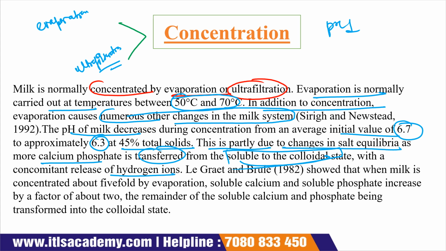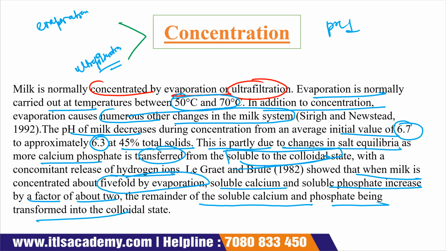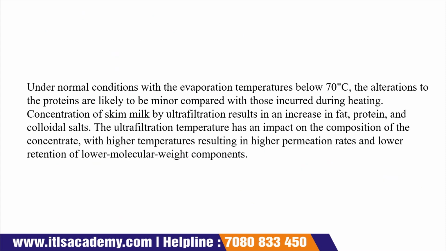Le Graët and Brulé in 1982 also showed that when milk is concentrated above five-fold by evaporation, then the soluble phosphate increases by a factor of about 2. This remainder of the soluble calcium or phosphate is being transferred into a colloidal state. Now the next is, under normal conditions with the evaporation temperature ranging below 70 degrees Celsius, it will alter the protein only minorly compared with the changes incurred during heating.